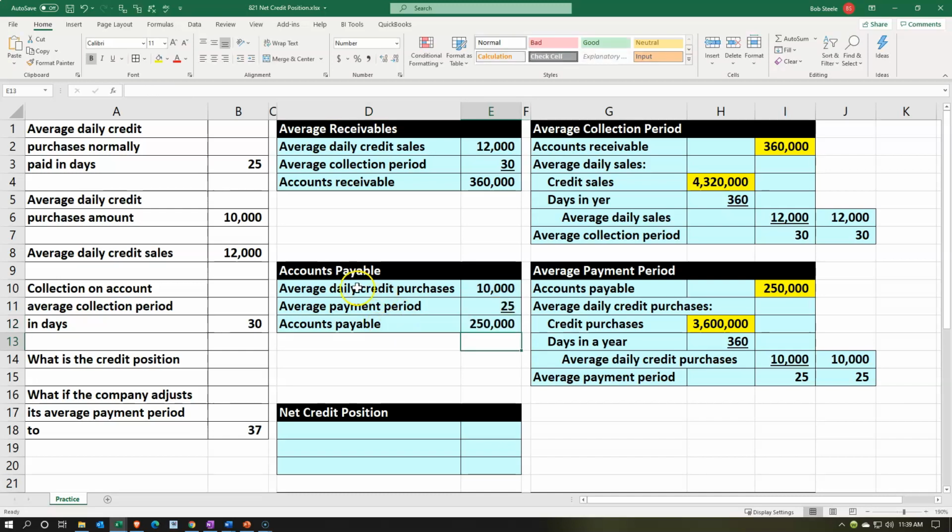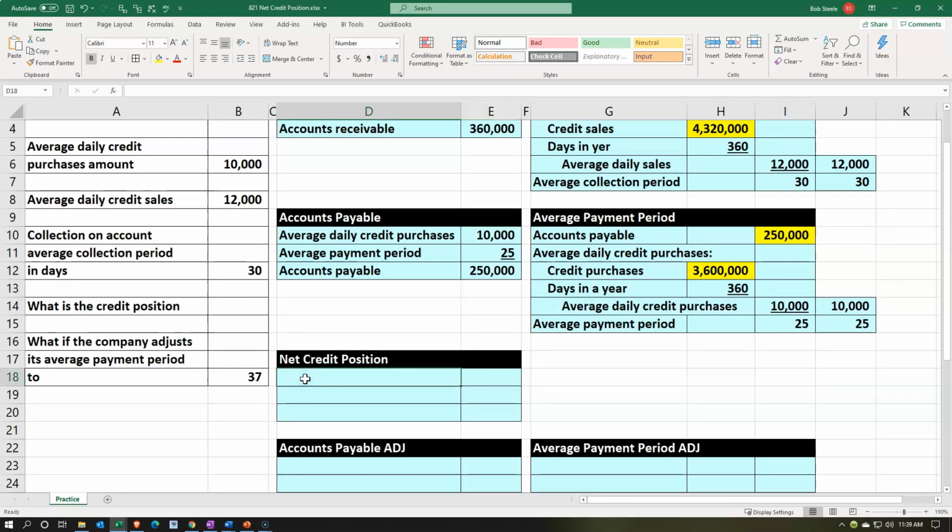This seems a lot shorter because we didn't do this calculation breaking out the average daily credit sales because they gave us that. If they didn't give us that, we would have to break out this calculation. In other words, if they gave us the yearly credit sales instead of the daily, we would have to then pick up the daily credit sales. All right, so knowing that, now we could simply take a look at the difference between the average receivables and average payables.